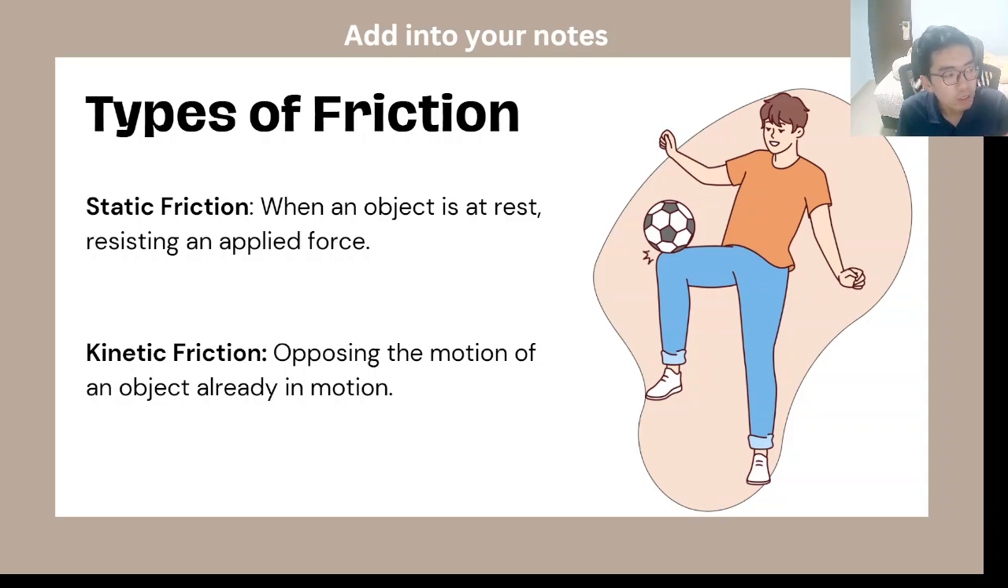We commonly know friction as kinetic friction, the one that opposes the moving object. The object is already moving, and then you have friction acting against the object. But static friction might be new to us. Static friction is the friction that resists an applied force on an object that is at rest. So what do I mean?